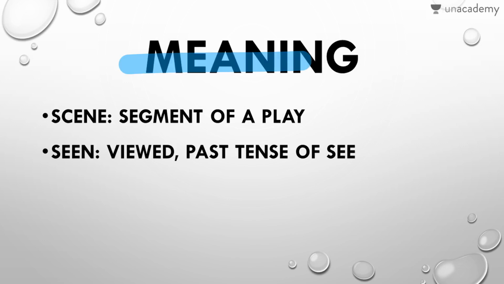Now we will discuss the meaning of S-C-E-N-E, scene, and S-E-E-N, seen. So when we are talking about scene, then it means a segment of a play or a segment of a movie. Then seen means something which has been viewed, or it can also be said as the past tense of see. When I see something, then in future I will say that I have seen that thing. So it will become past, and that is what seen does.